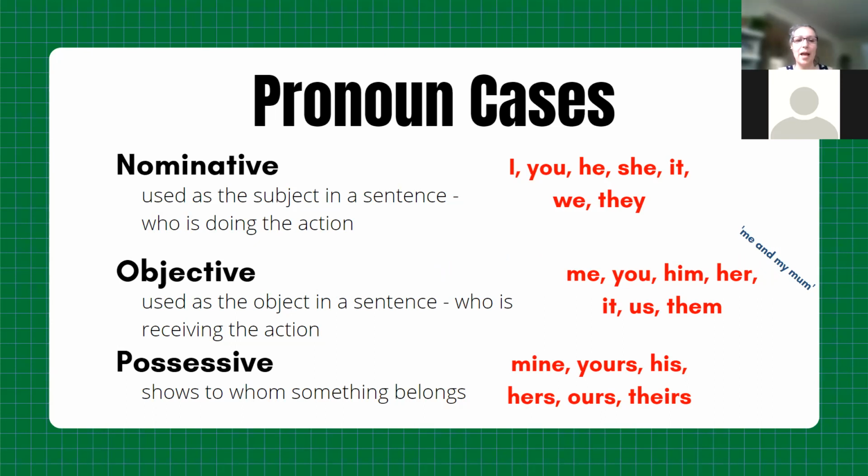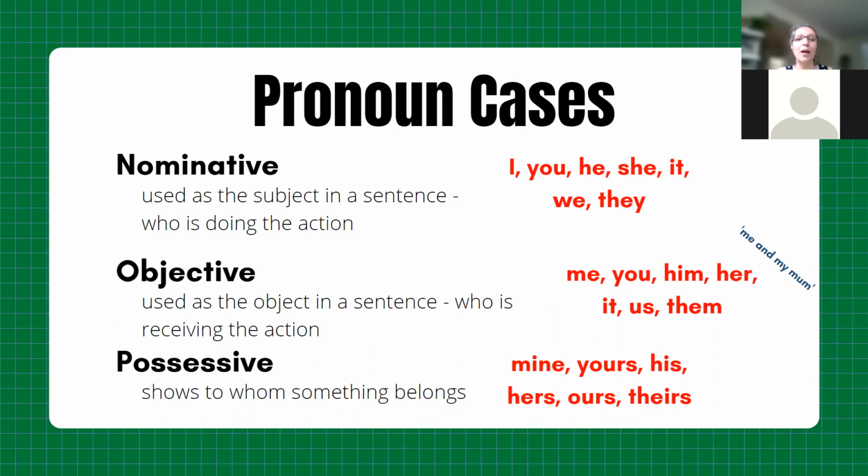Objective case, it's actually the person or the thing that received the action, the object in a sentence. And this is where you see me, you, him, her, it, us, and them. And why we correct students from saying "my friend, me and my friend," and why it's incorrect: because me is an object, it should receive an action, as in my mom called me, or my friend gave me.